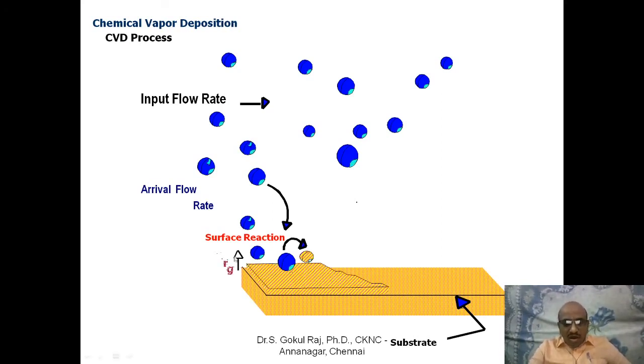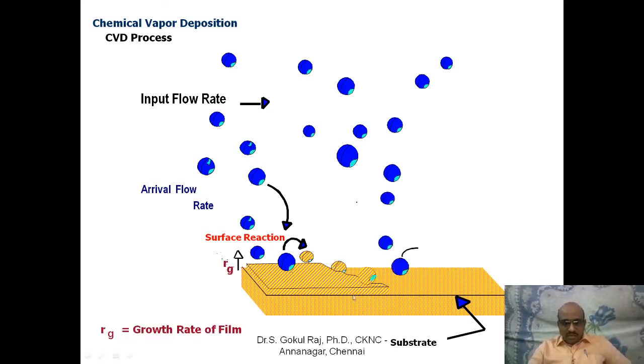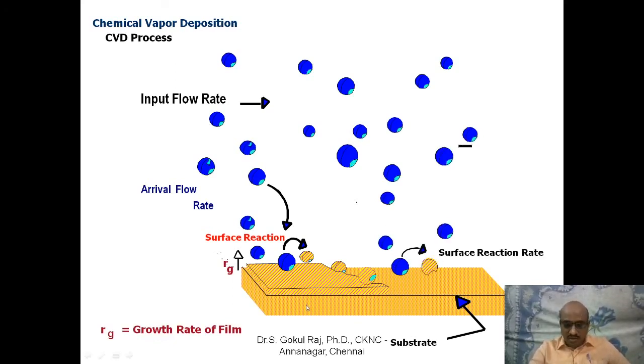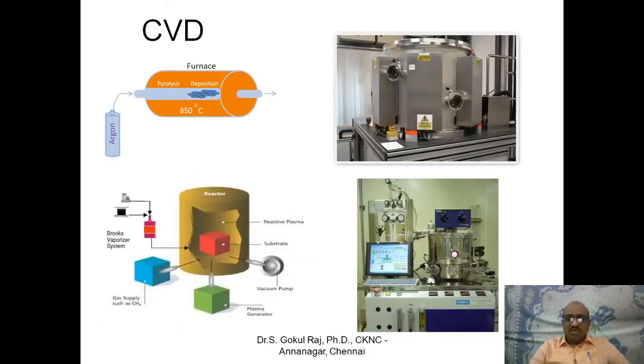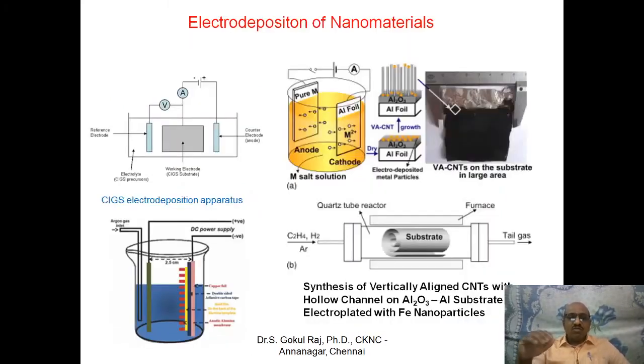You see, all this fabrication, the structures will be at the nano level, the surface will be at the nano level. So this is how the growth of films is made up of. These are some of the high tech instruments where we can have a vapor deposition. Now the next technique is electro deposition.